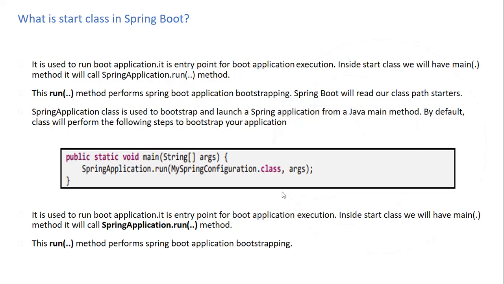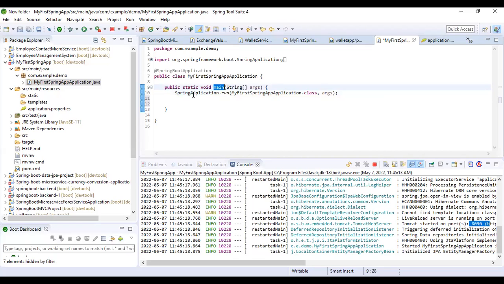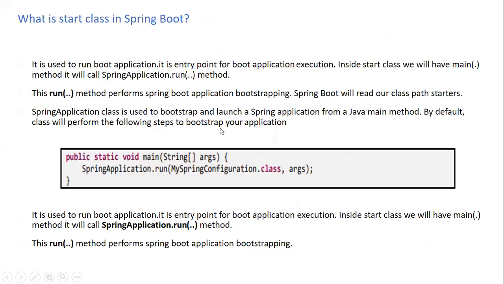Okay, who is responsible for launching the Spring Boot application from the Java main method? The SpringApplication class. The SpringApplication class calls the run method. Inside the run method, we have logic to bootstrap the Spring Boot application. By default, the class will perform the following steps to bootstrap your application. You can check here SpringApplication.run, and here we pass the class name. That class acts as a bootstrap, the class from which we need to start the execution.